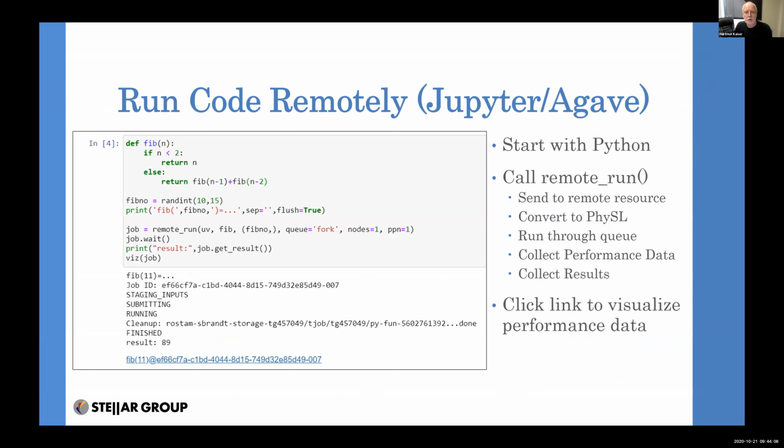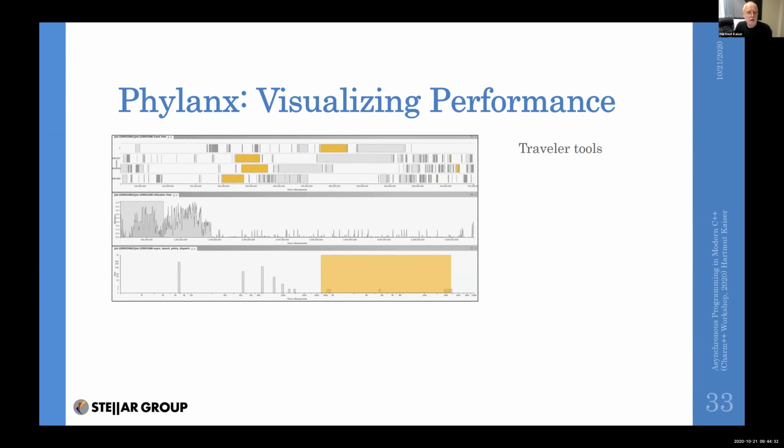And here's just an example. This is some support we built into the Jupyter notebook. We call that Traveler, where you take some Python code. You can submit that Python code through Agave and Tapis to a remote resource. You wait for it to be executed, and you get back a link. When you click on that link, you get visualizations of the performance information that was collected while your code was running on the remote node.